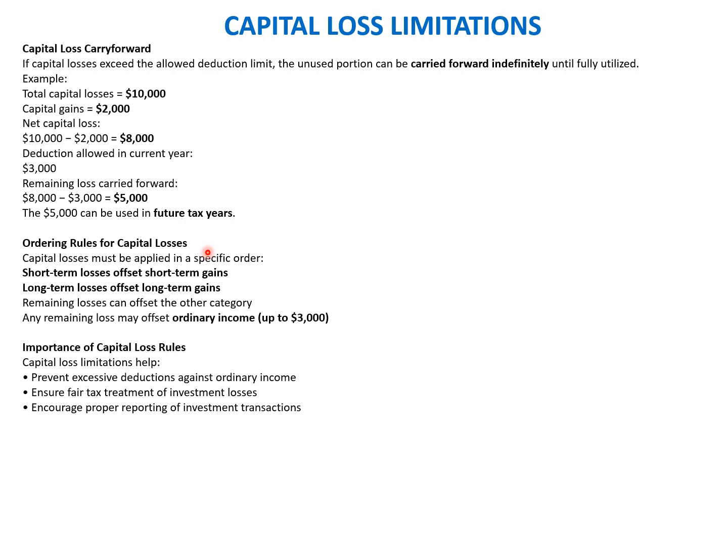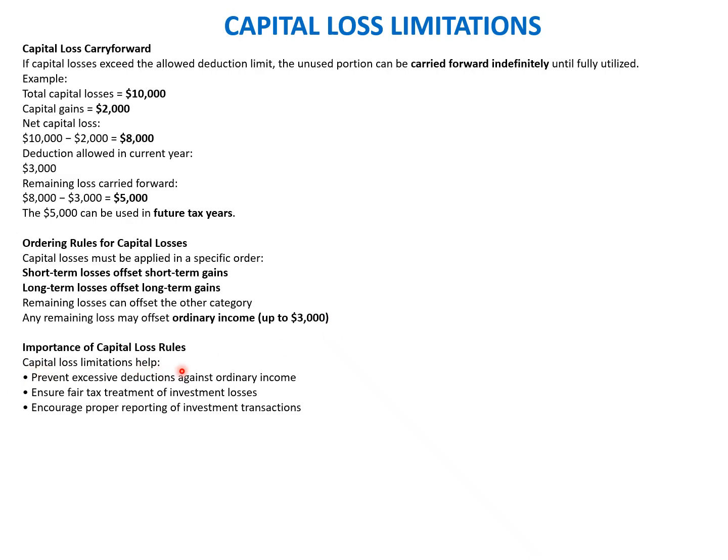The ordering rule is that capital losses must be applied in a specific order. Short-term capital losses offset short-term capital gains, and long-term capital losses offset long-term capital gains. Remaining losses can be set off against the other category. Any remaining loss may offset ordinary income up to 3,000.